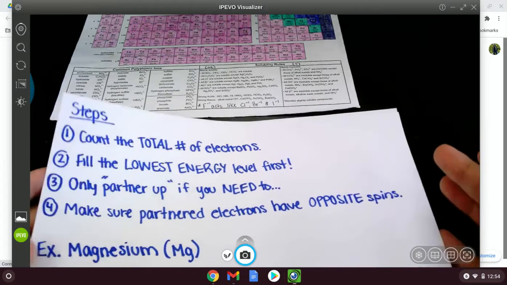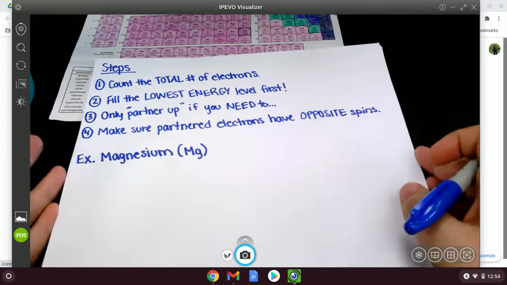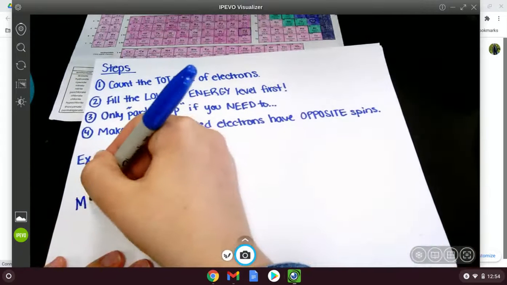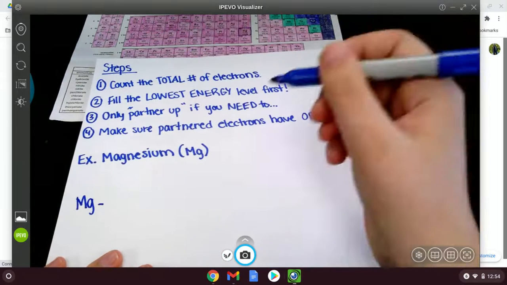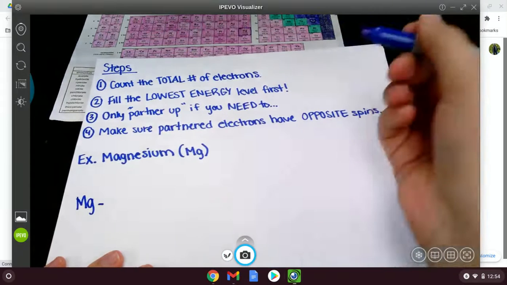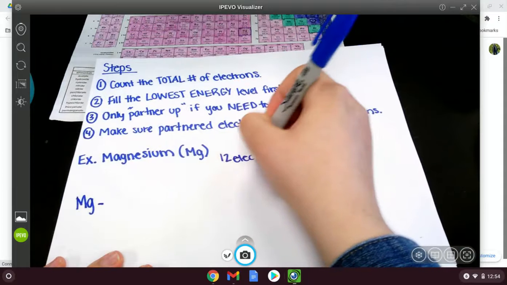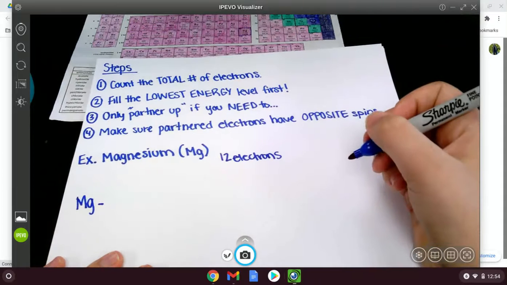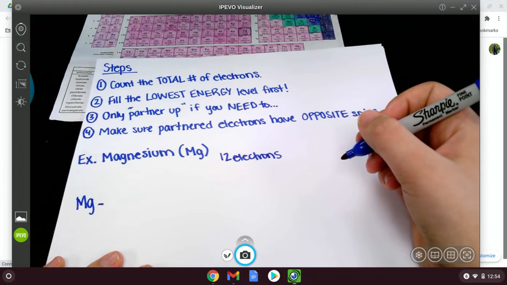So here's our first example that we have. So we have magnesium. Okay, so Mg. And I know that magnesium has 12 electrons. And I know this because I used my periodic table. Magnesium's atomic number is 12. That means it has 12 protons, so therefore it must have 12 electrons.